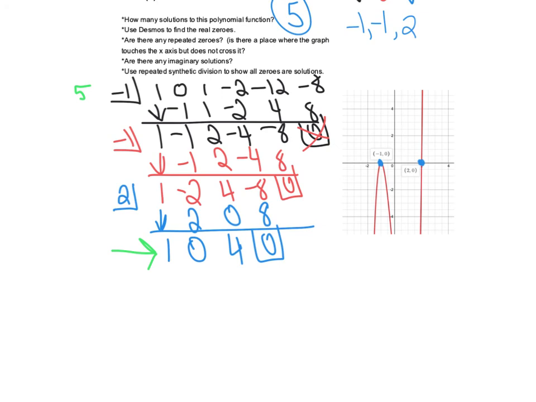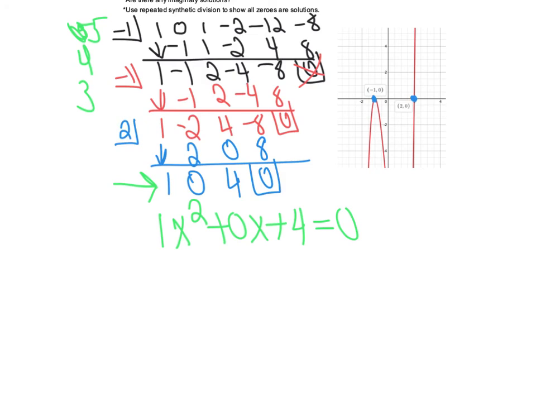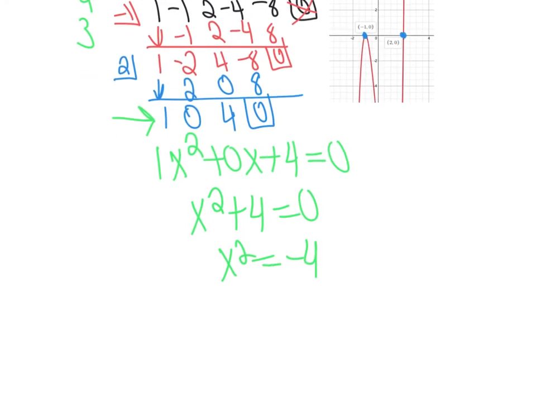Okay, so I started with a fifth power, divided it out, got a fourth power. Divided again, got a third power. And so now what I'm left with is a second power, so I'd have 1 x to the second power plus 0x plus 4 equals 0. Again, just like last time, I'm going to rewrite that a little simpler. X squared plus 4 equals 0. If I subtract 4 from both sides, I get x squared equals -4.